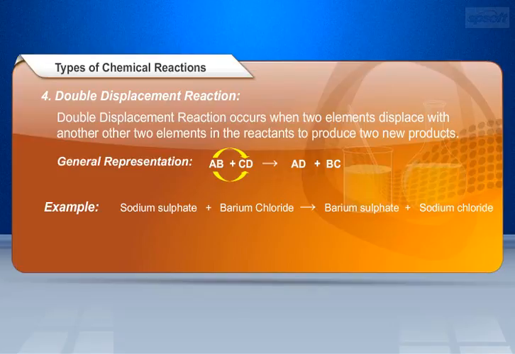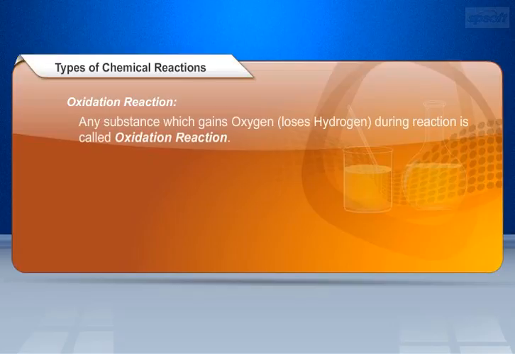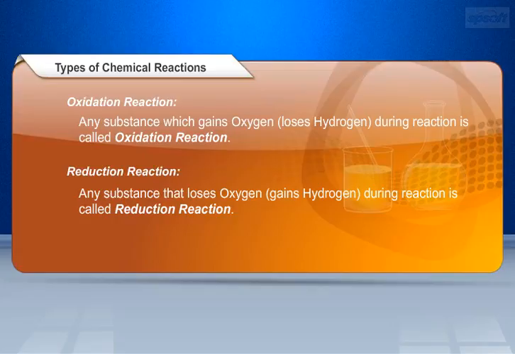Now, let us learn the last important reaction, oxidation-reduction reactions. Reactants which either gain oxygen or lose hydrogen, or lose oxygen or gain hydrogen, such reactions are called oxidation-reduction reactions. Let us look into the examples to understand better. The word equation is copper oxide plus hydrogen on heat gives copper plus water. So, we can write the chemical equation as. Please note that oxidation-reduction reactions are also called redox reactions.